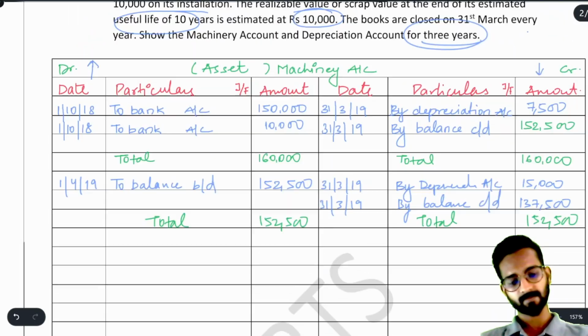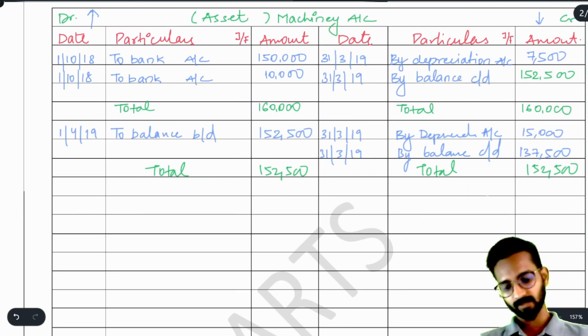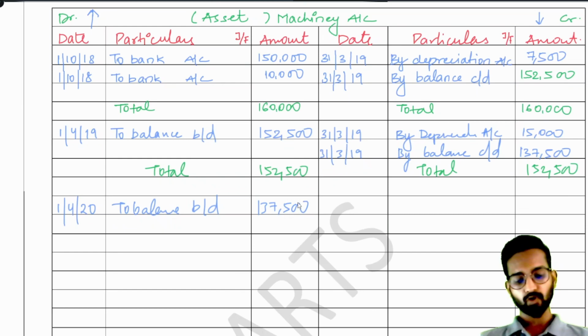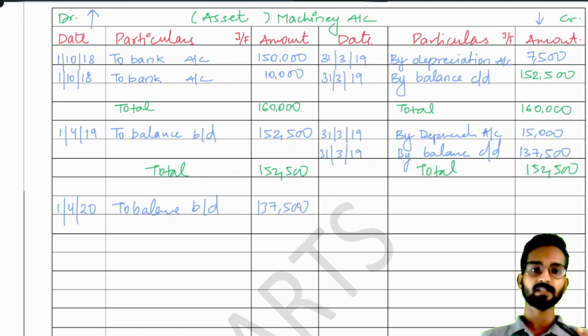Now after this, again the same thing, on 1st April 2020 you will write the opening balance. How much is the opening balance? 137,500. See, understand one thing, opening balance is changing every year, but depreciation will remain the same every year. That is the quality of the straight line method. What does it say? That the depreciation will remain the same in all the years of the useful life.